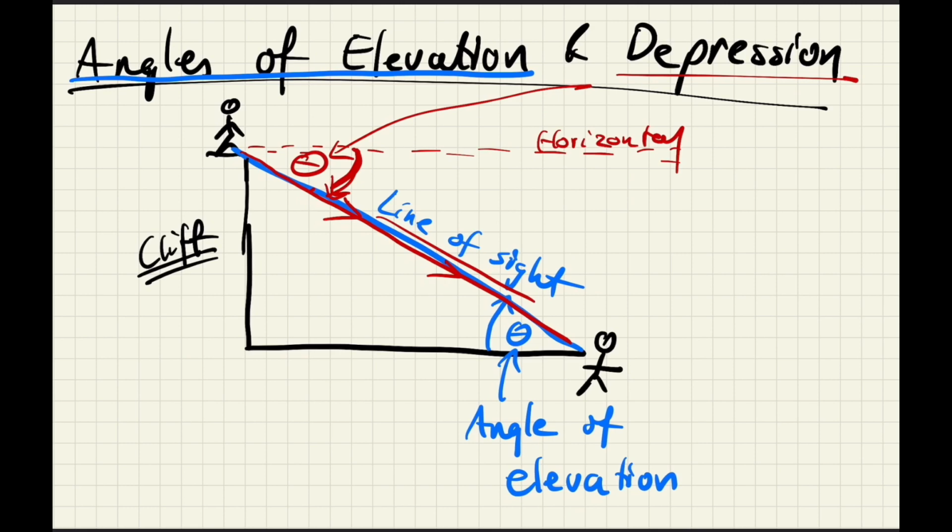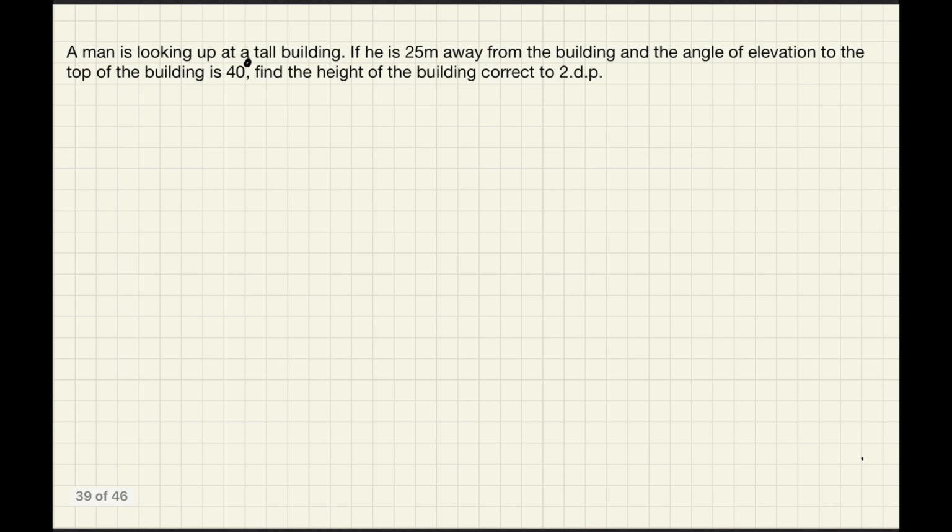Now that we know what each one is and what they actually do, let's get into some problem-solving questions of what you might actually see each of these things come into play. For this one, we have a man looking up at a tall building. If he is 25 meters away from the building and the angle of elevation to the top of the building is 40 degrees, we need to find the height of the building correct to 2 decimal places.